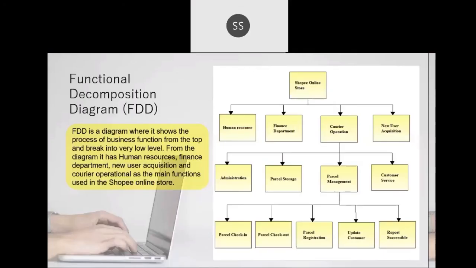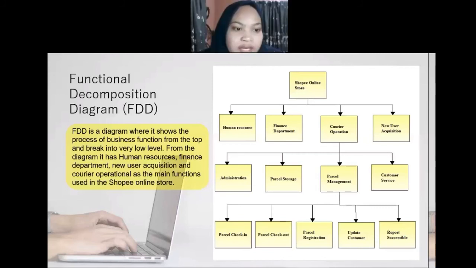Okay, first is the functional decomposition diagram, FDD. FDD is a diagram that shows the process of business functions from the top, broken down into very low levels. From the diagram, it has human resources, finance department, new user acquisition, and courier operational as the main functions used in the online shopping store. This is the example of FDD. Next.